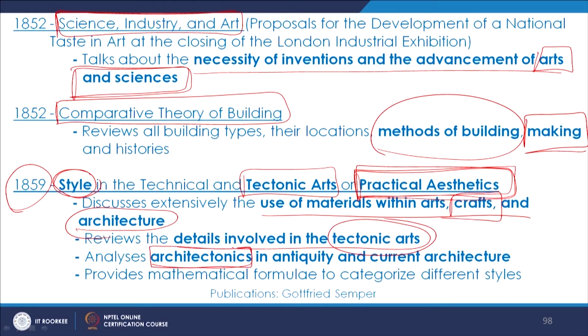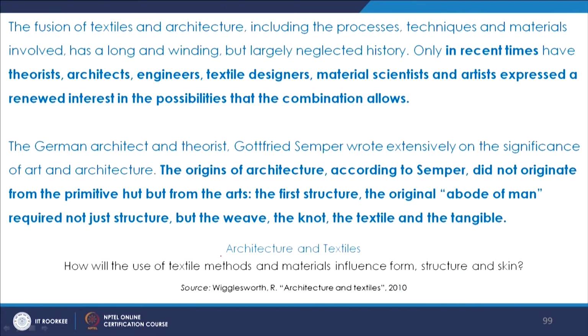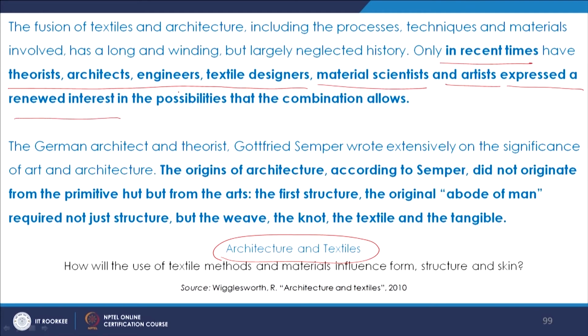Architectonics, a term that emerged out of this kind of work and theory and the kind of applications that Semper exemplified. So architectonics in antiquity as well as in the current architecture. So also categorization of different styles. So all of these are very significant works. Then when we talk about architecture and textiles, we see that in recent times theorists, architects, engineers, textile designers, material scientists, artists, they have all expressed a renewed interest in the possibilities that the combination allows.